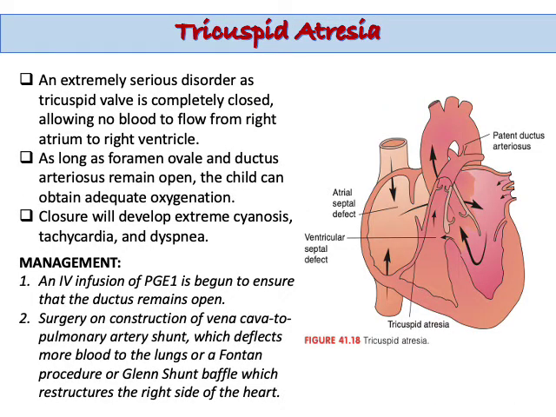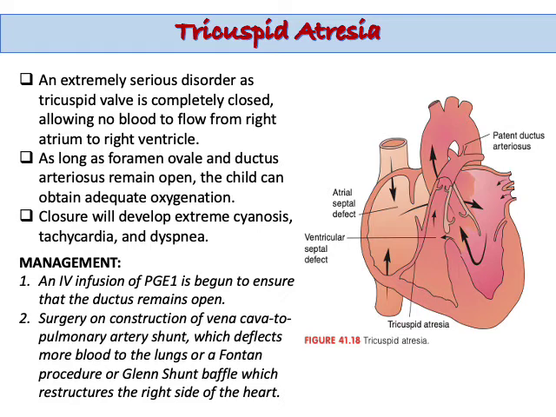Tricuspid atresia is an extremely serious disorder because the tricuspid valve is completely closed. Atresia means closure, where there is no blood flow from the right atrium to the right ventricle.